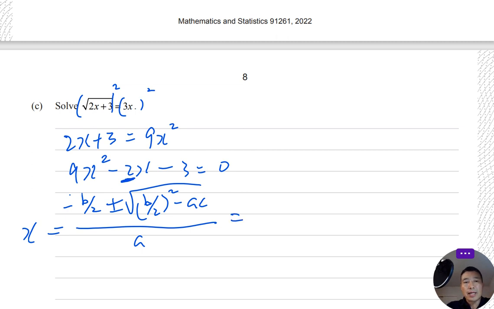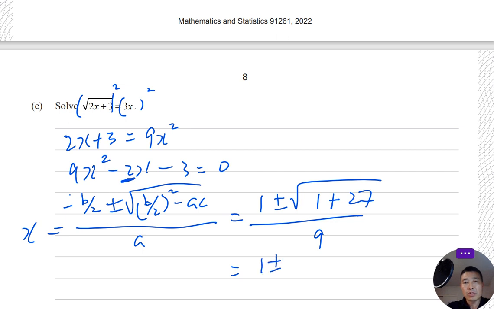Alright, let's apply that. Negative b over 2 means 1, isn't it? Plus or minus the square root of (b over 2) squared, which is 1 squared, minus ac. So now I see c is negative, so it's plus 9 times 3, 27, over a, which is 9. So I see it wasn't factorizable. 1 plus or minus the square root of 28, over 9 should be the answer.